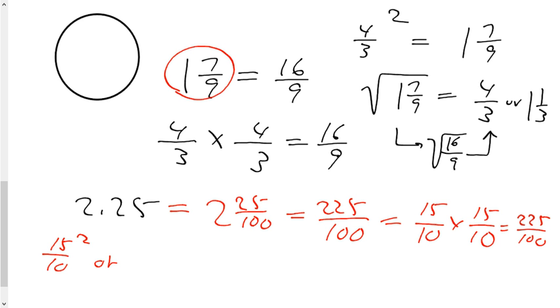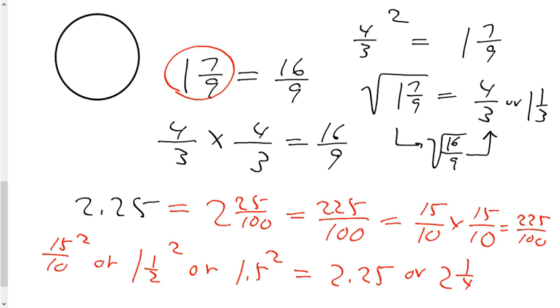1.5, well, as a fraction though. Or 1 and 5/10, but in lowest terms, 1 and 1/2. Or 1.5 squared. All three of those things are the same thing. 15 over 10 is the same thing as 1.5. All of those squared is going to equal 2.25, or 2 1/4. Is everybody okay with that?